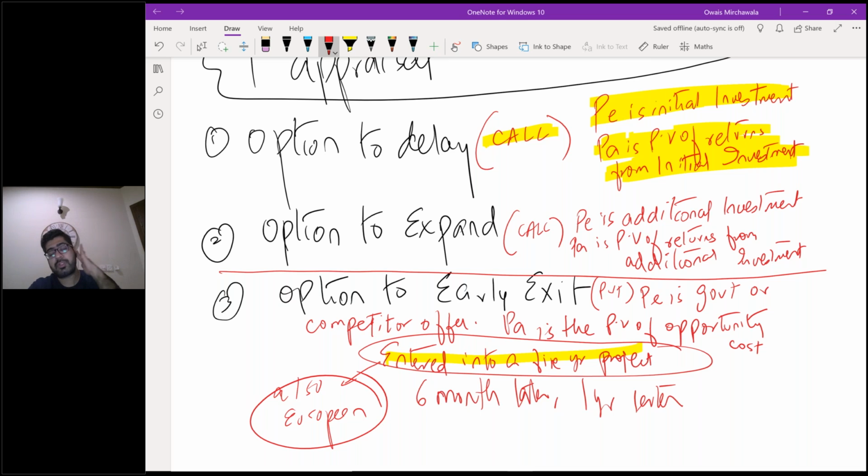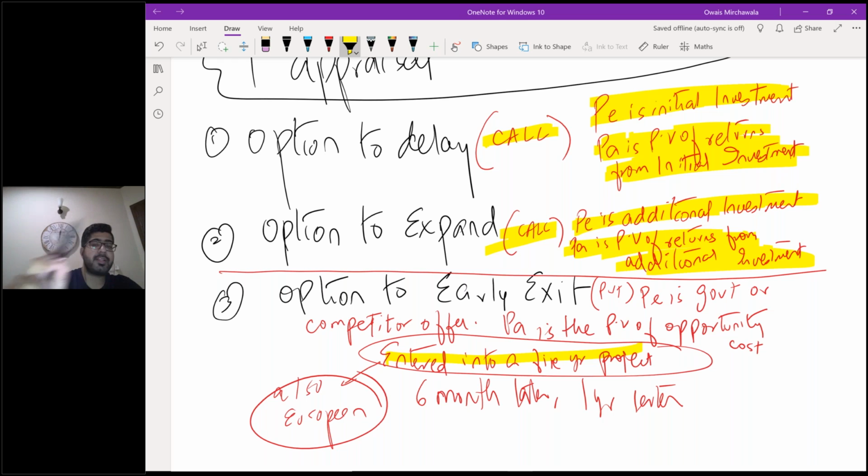This is again an option. Don't enter into Asian markets only, enter into European markets as well. Or don't just launch one product, launch 2 products as well. This is called option to expand. This is also considered a call option because you're not selling anything. The exercise price of this option is the additional investment. And the PA, current value of this, is the present value of returns from additional investment.